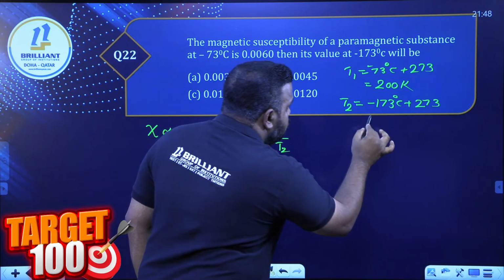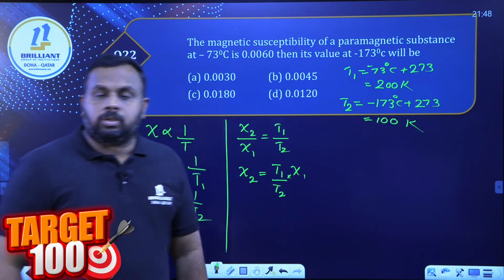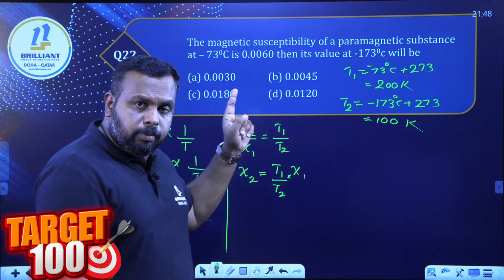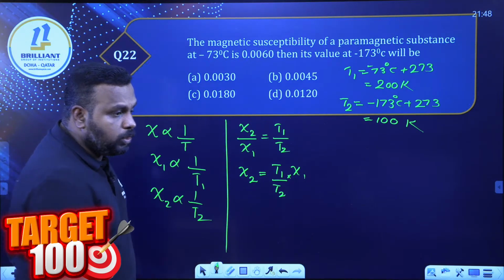How many Kelvin? 100 Kelvin. Clear or not? Since the SI unit of temperature is Kelvin, we should convert from degrees Celsius to Kelvin. Now it is an easy question. Please do it.